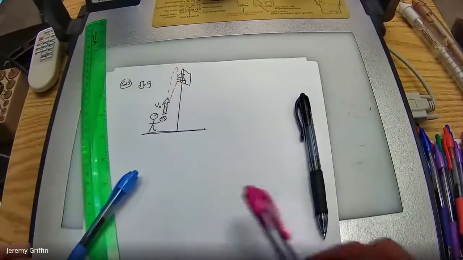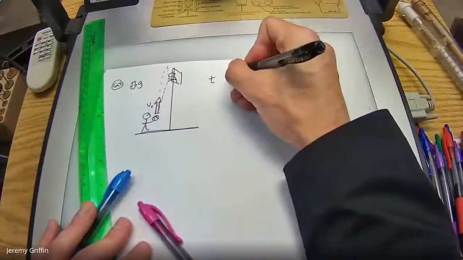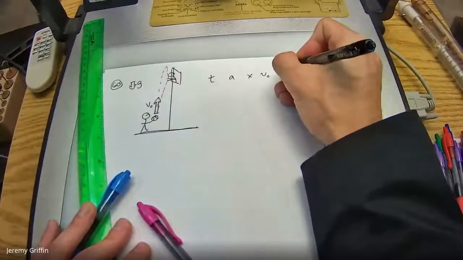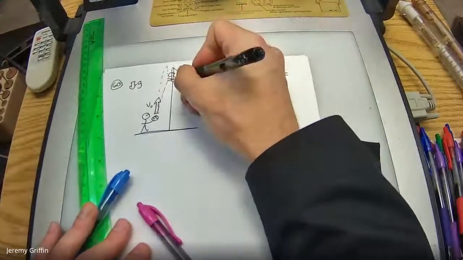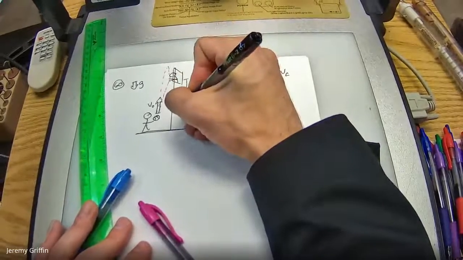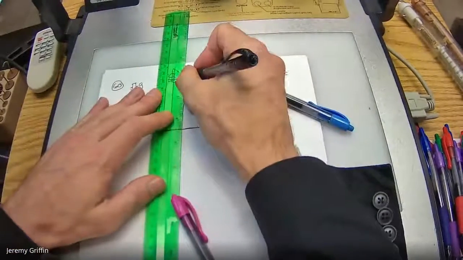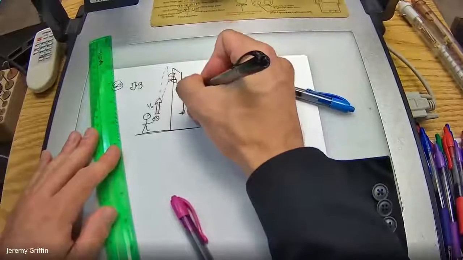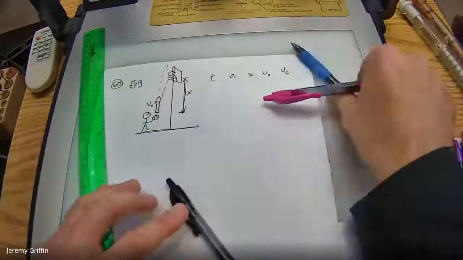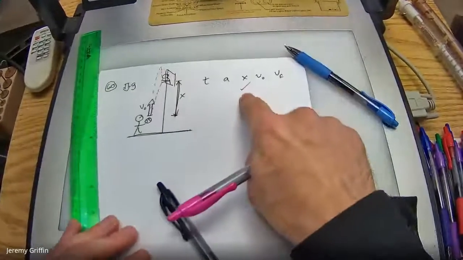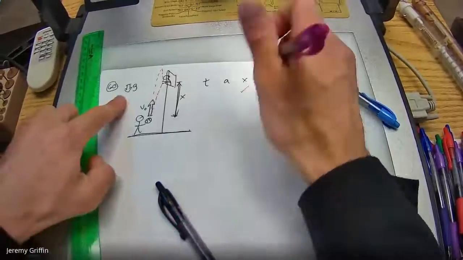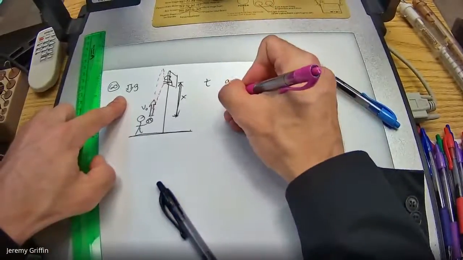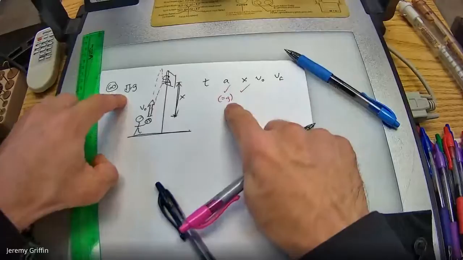Here's what we know. We know the height of the window from where he's throwing it, I'll call that X. So X is a known value. We know how much gravity's pulling down. Let's call it equal to G, 10 meters per second squared down.